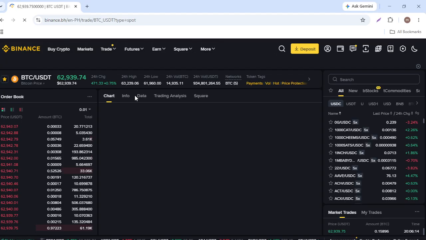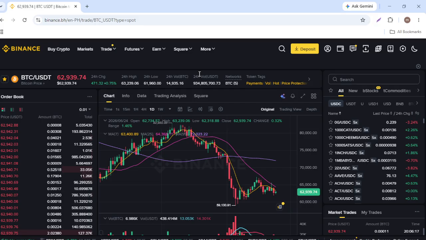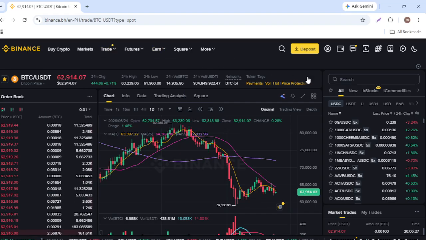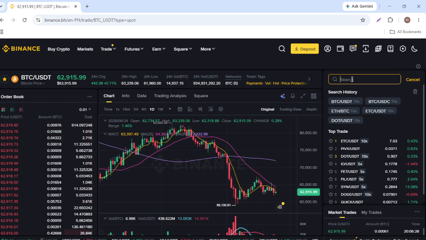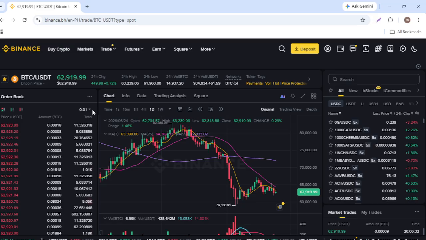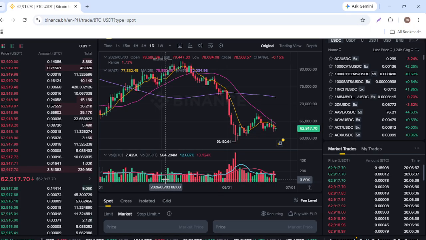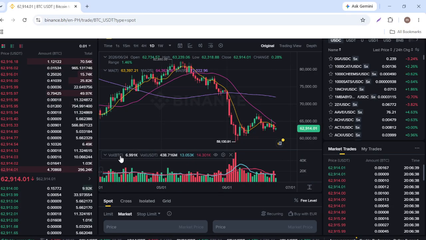To check trading volume on Binance, start by opening the Binance app or website and going to the trading page for the coin pair you want to view, like BTC to USDT or ETH to USDT. Once you're on the trading screen, look at the chart area in the center. Under the main price chart, you'll usually see a series of vertical bars. These are the volume bars. Each bar represents how much of that coin was traded during a specific time period.